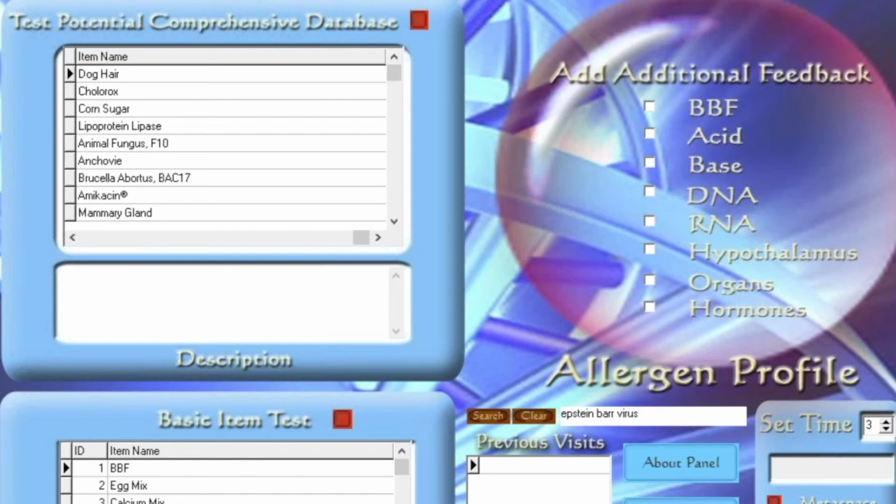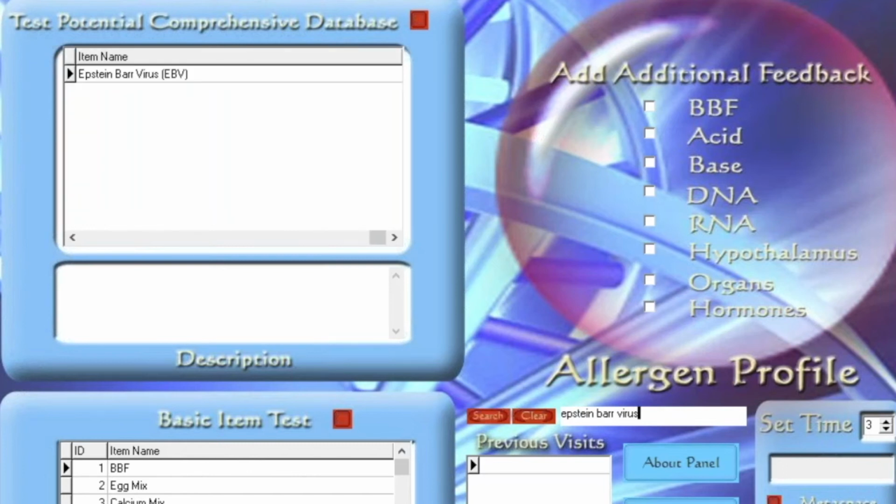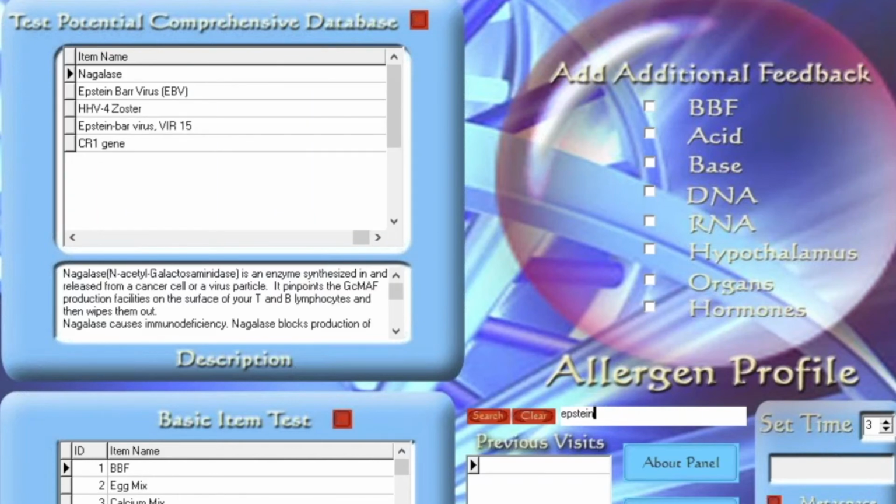Well, if you just type in Epstein, it gives you a bigger list than just putting in EBV. All right, yes. Oh, isn't that interesting? Okay, so Epstein gives you the bigger list. This is the better list. Okay, here's the difference between these things.